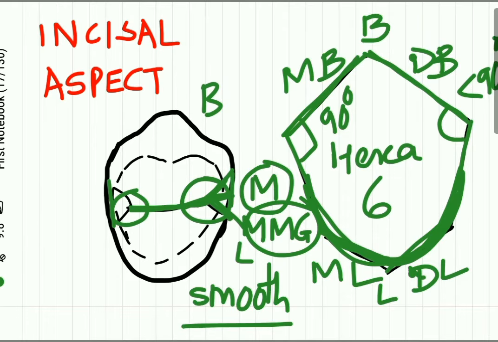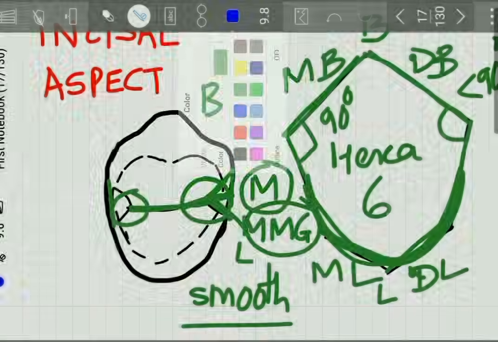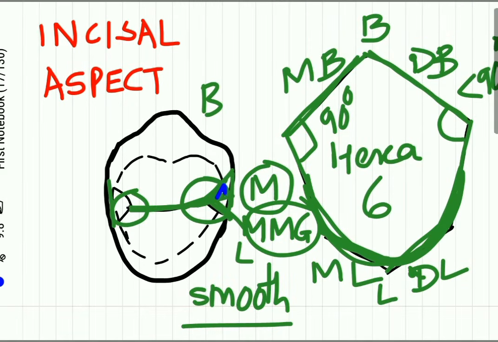Now, distal to the mesial marginal ridge, there is the mesial triangular fossa. Similarly, on the distal side, there is the distal triangular fossa.